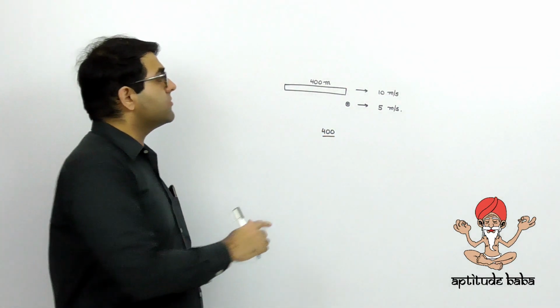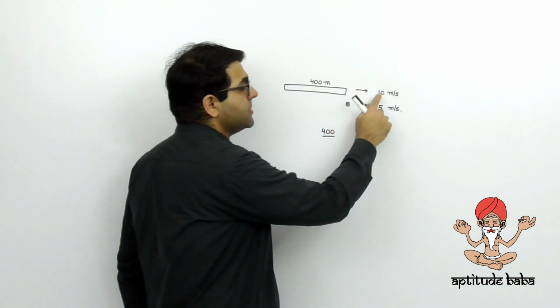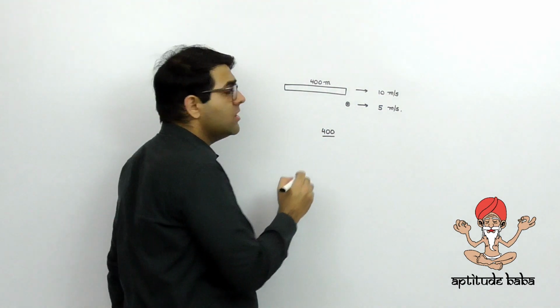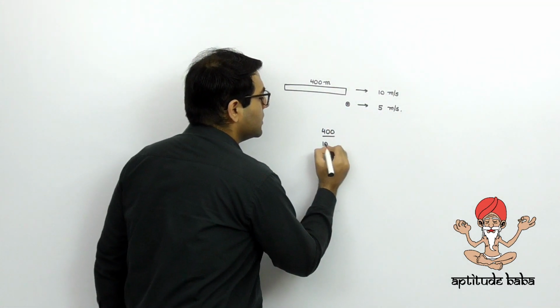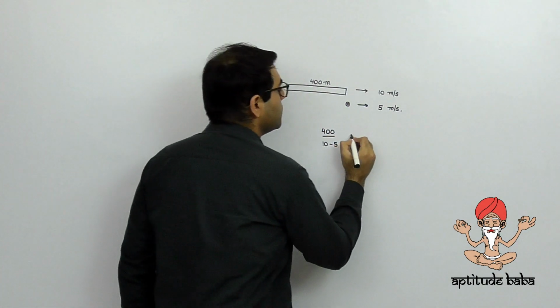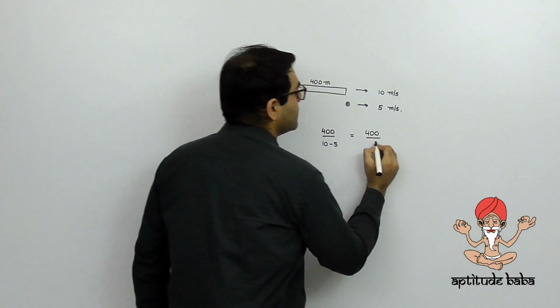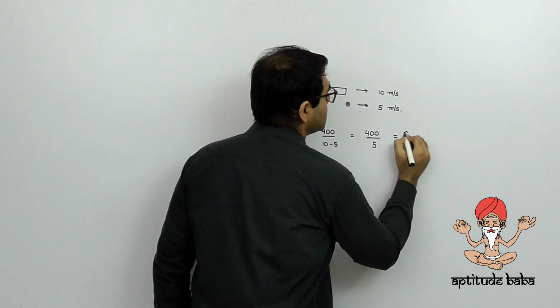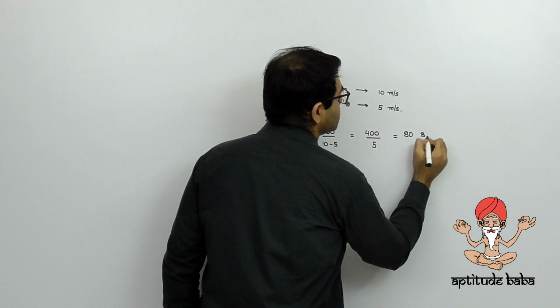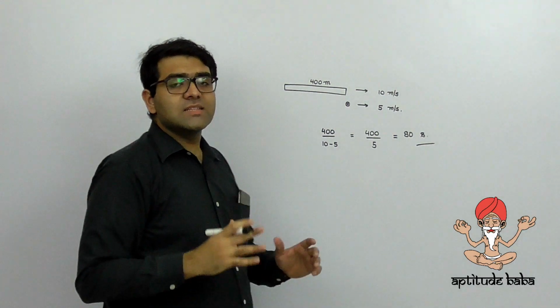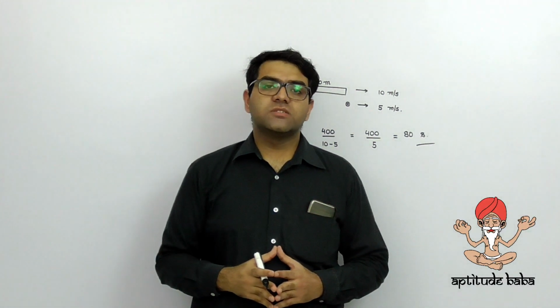Now, what is the relative speed if two objects are moving in the same direction with speed 10 meters per second and 5 meters per second? Well, that is a difference. So relative speed ends up becoming 10 minus 5, which is nothing but 5 meters per second. So a length of 400 meters is to be traveled at a speed of 5 meters per second. Hence, 80 seconds is the answer. That's the second case of trains and tunnels.